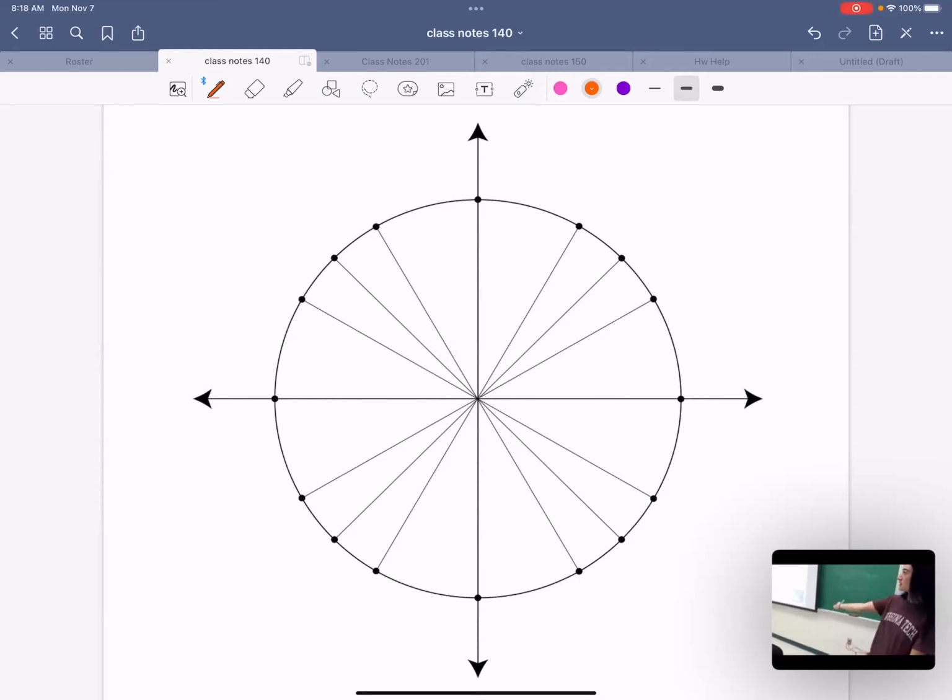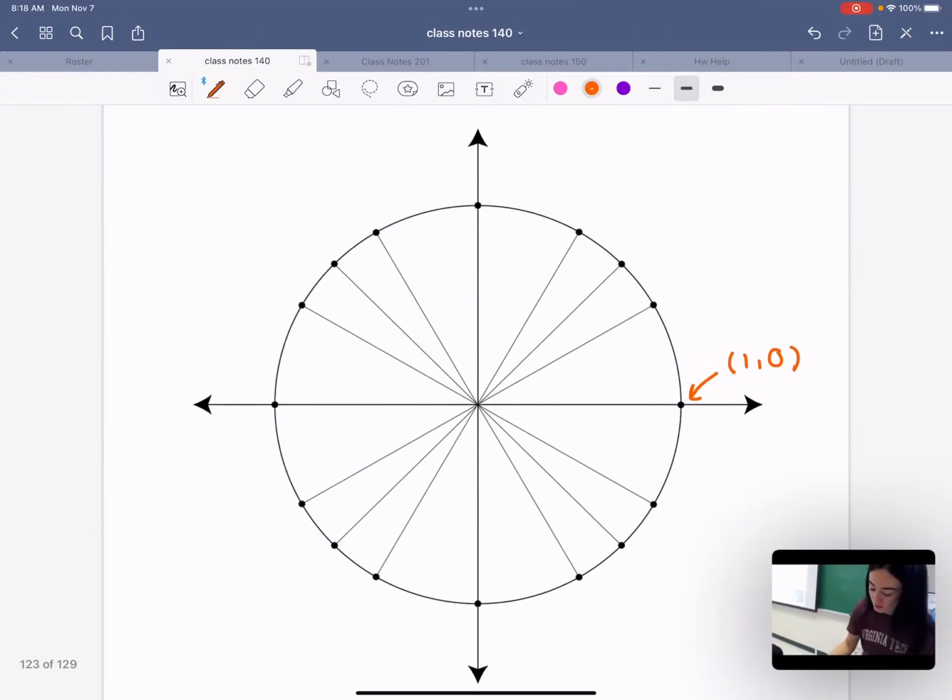So halfway through the circle is length 1. What would this coordinate be if the length of the radius is 1? 1, 0, right? It would be out 1 and up nothing. The length of the radius is 1, so that point has to be 1, 0.